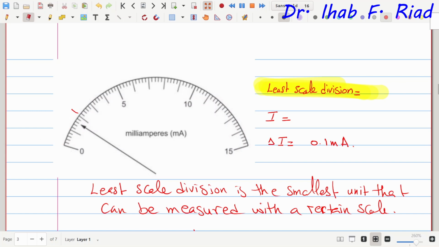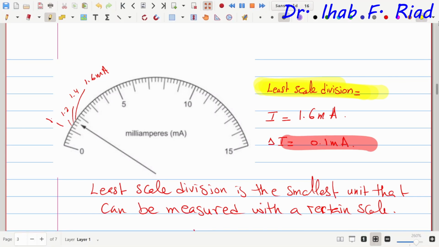Okay, let us take the reading over here. Let me clear this. So this is 1 milliamp. How many small divisions? It is 1.2, this is 1.4, and this is 1.6 milliamp. So the reading is going to be 1.6 milliamp, and we are going to be uncertain in this measurement by 0.1 milliamp.